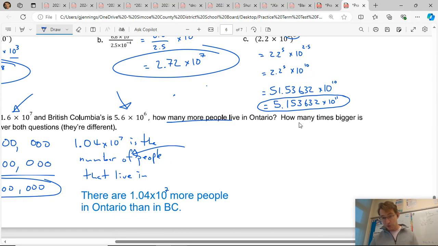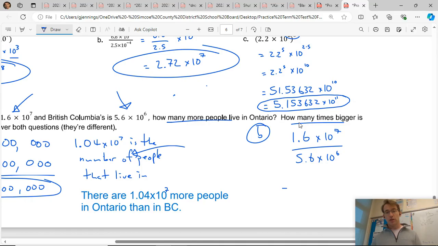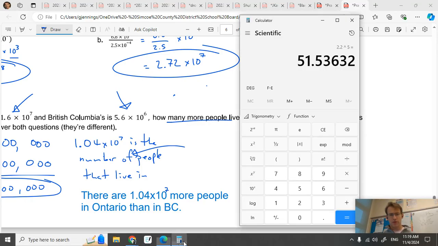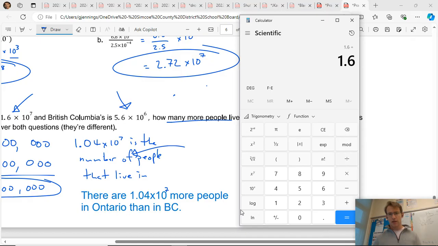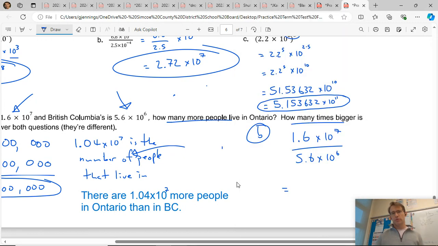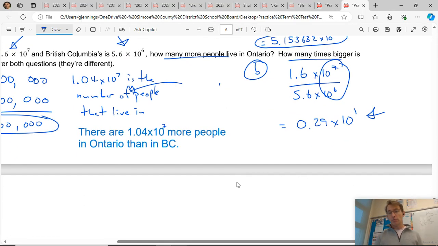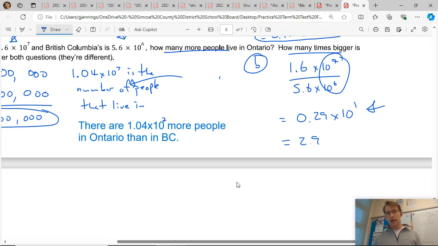But if I want to know how many times bigger it is, well, that is question B. That's a different question. That would be 1.6 times 10 to the 7 divided by 5.6 times 10 to the 6, which is equal to, well, 1.6 divided by 5.6, we're going to do that. 1.6 divided by 5.6 is equal to 0.28. So it's 0.29, we'll say, we'll round to that. 0.29 times 10 to the 1, because we subtract the exponents here, but that's super awkward. We're going to actually multiply by that 10 and say it's 2.9 times bigger.